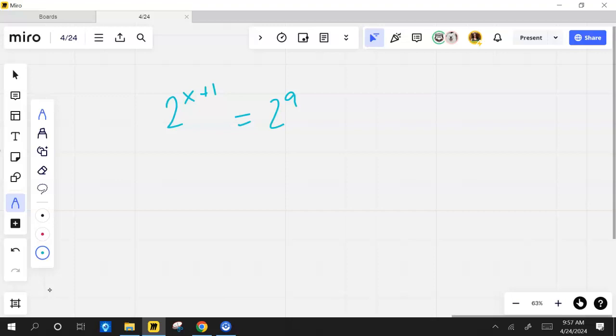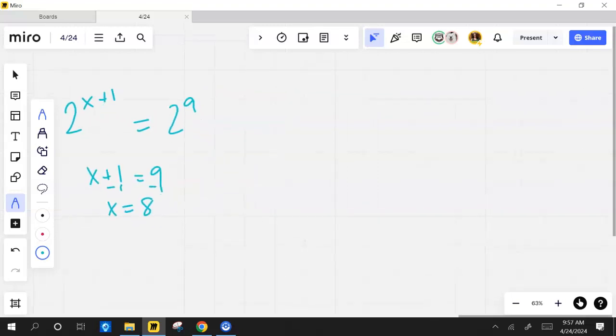X equals 8. That's an easy one, right? I set the exponents equal to each other, and I solve because the bases are the same. Does that make sense? So, subtract 1 from both sides. That was easy. That was too easy for y'all. What if it looked like this?